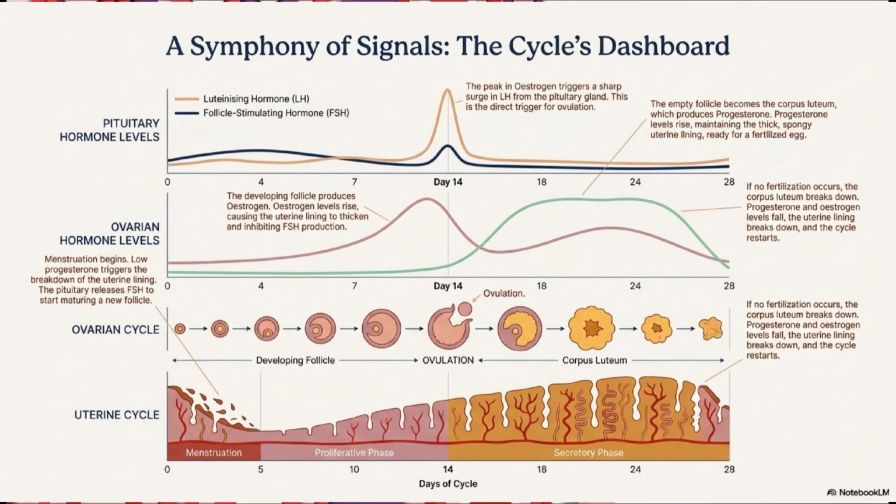Okay, I know this graph can look a little intimidating at first glance, but let's break it down together. It shows how the levels of 4 key hormones rise and fall over a roughly 28-day cycle. The top part shows the hormones, and the pictures below show what's happening in the ovary and in the uterus lining because of those hormones. Our job is to connect the peaks and valleys on the graph to the actual physical events.